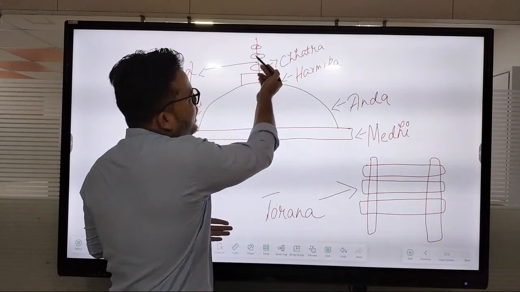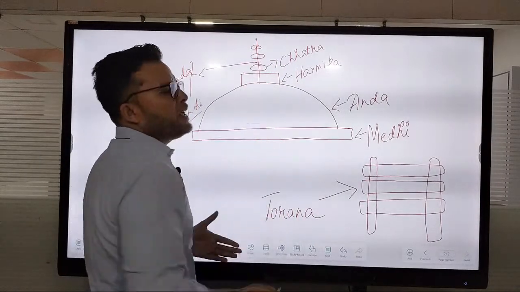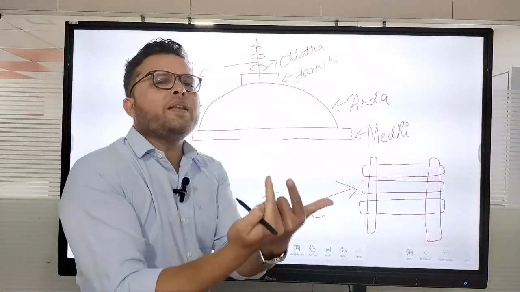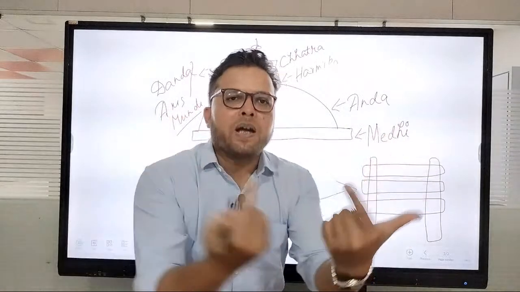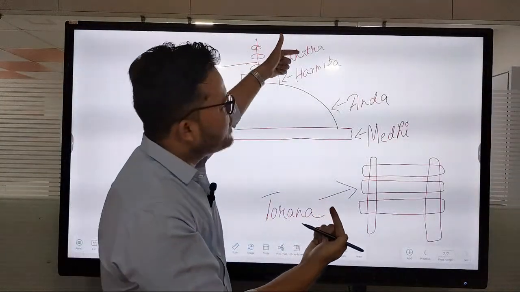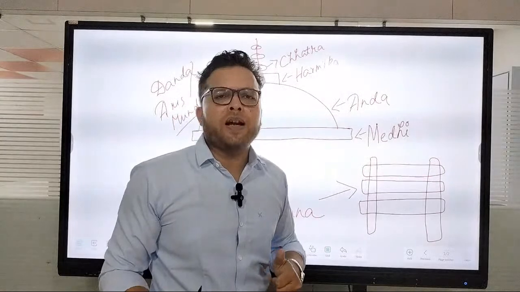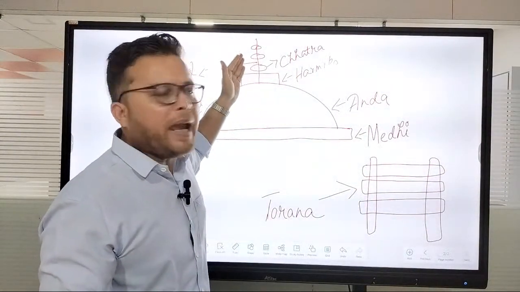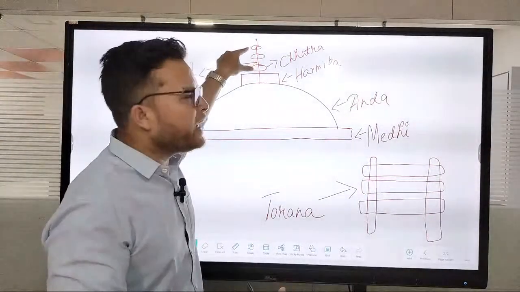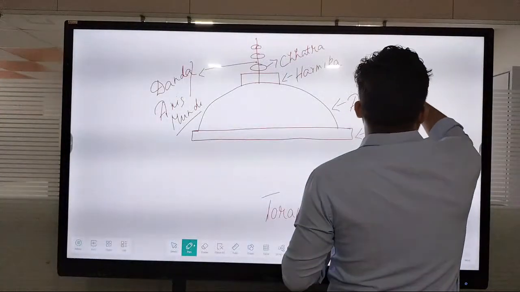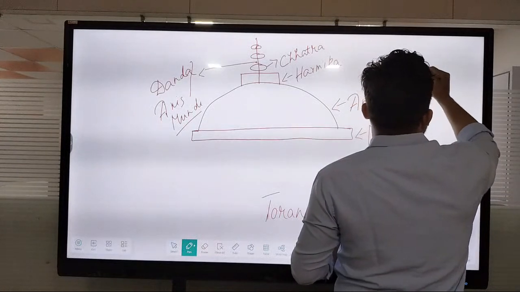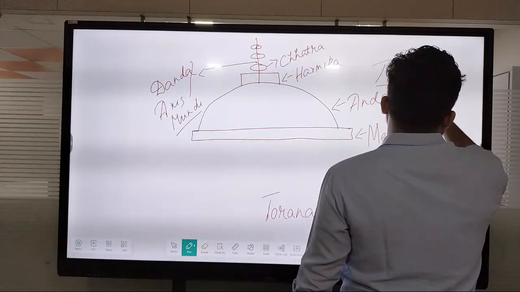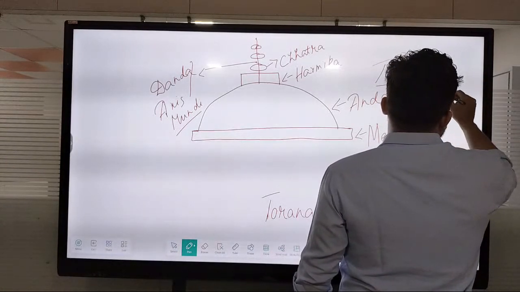Now, can you see these umbrella-like structures? You will see three structures wrapping themselves around the danda. These are known as chhatra. What is the importance of chhatra, and why do we see only three chhatras? What do they indicate? They indicate the three ratna of Buddhism.